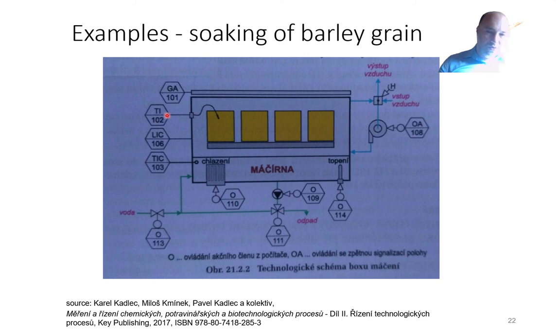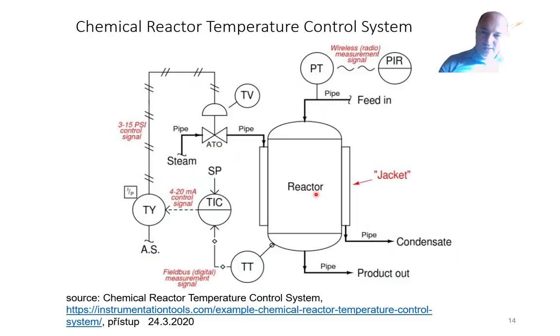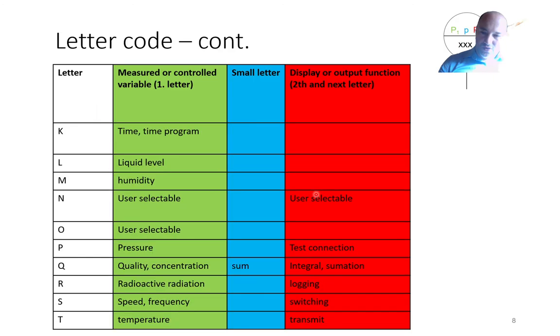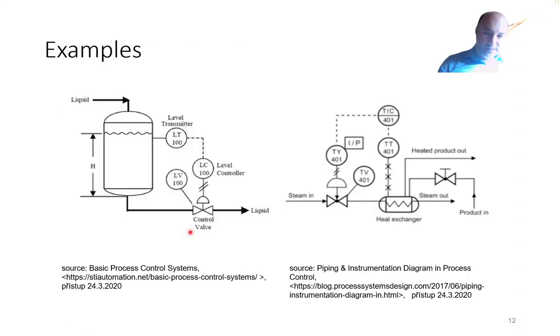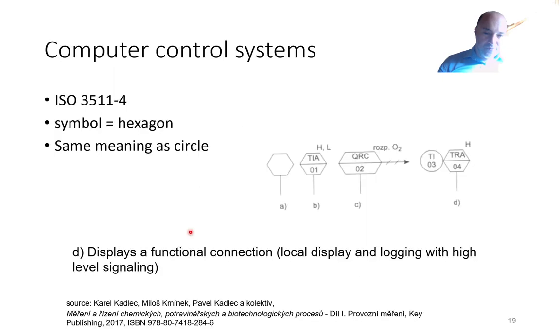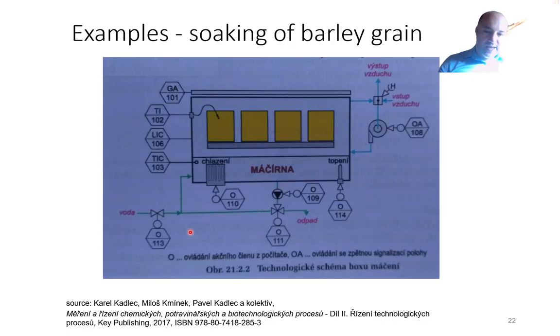Yeah, we can see that all this is controlled with a computer because these are the hexagon symbols. And here we can see the letter O. And if we go to our table, let's see what the letter O stands for. The letter O stands for user selectable. So just by looking at the picture, you cannot tell what they measure here, but you would need to go into the detailed description and find out what this means.